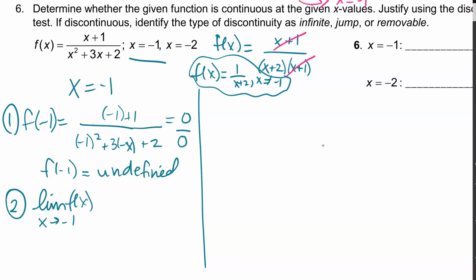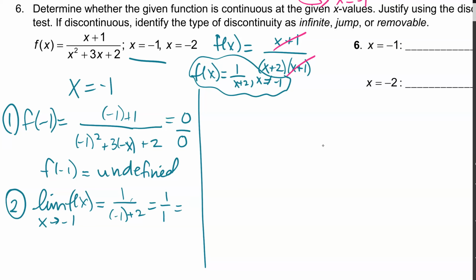This is where you want to plug in your simplified function. You plug in negative 1 to your simplified function, it will tell you what y would be if it actually existed, if I didn't have a hole. Okay, so limit of f of x, it's 1 over negative 1 plus 2. Isn't it just 1? Negative 1 plus 2 is 1. You're right, I'm sorry.